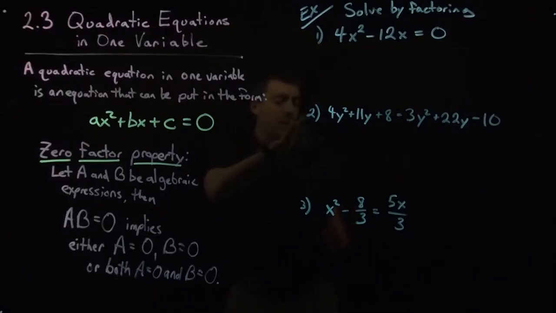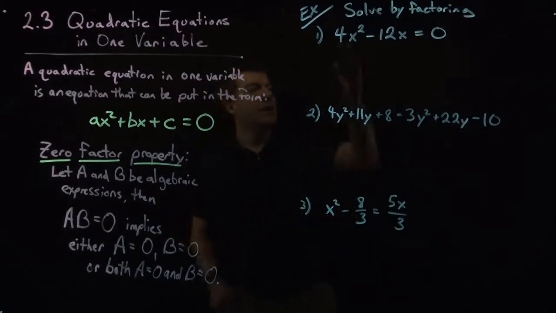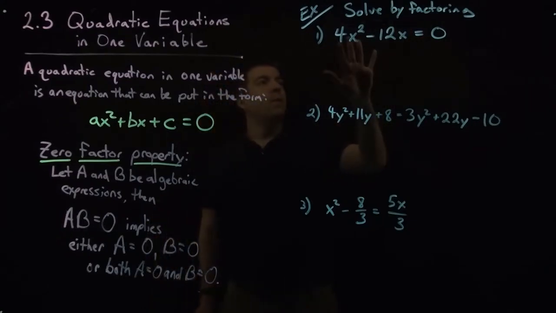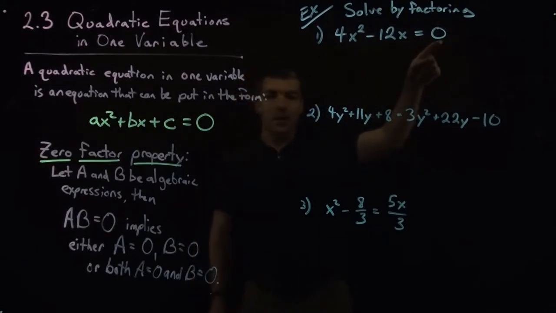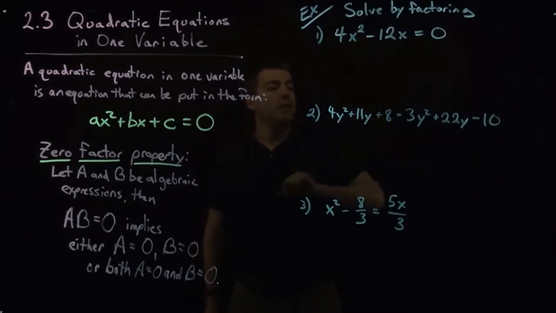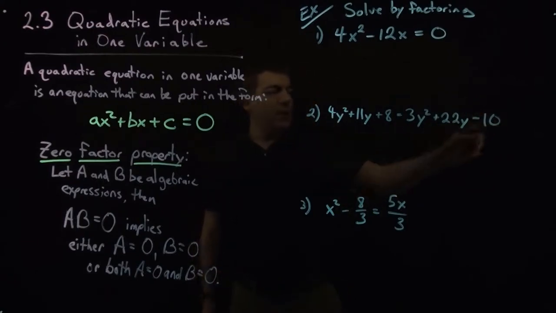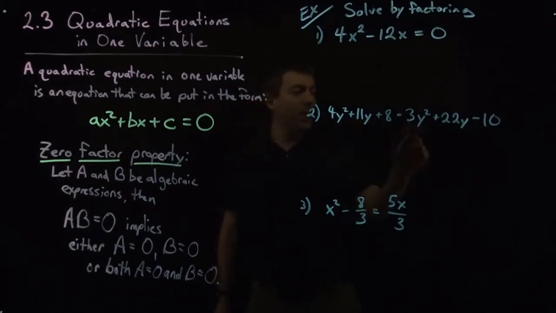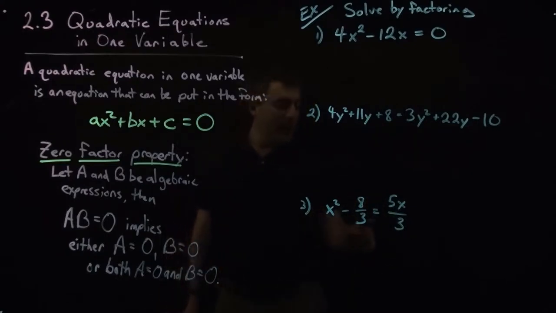All right. So we've got three quadratic equations here. We can see they're all quadratic. Let's look at the first one here: 4x squared minus 12x equals 0. That's quadratic. It's an equation, first of all, equal to something. And the highest power of the variable is 2. Here, this is a single variable equation in y. It's also quadratic because we see 4y squared over here and 3y squared over here. And down here, we've got x squared minus 8/3 equals 5x over 3. Also quadratic. It's an equation. It's got one variable in it, and we've got a square here as the highest power of x.